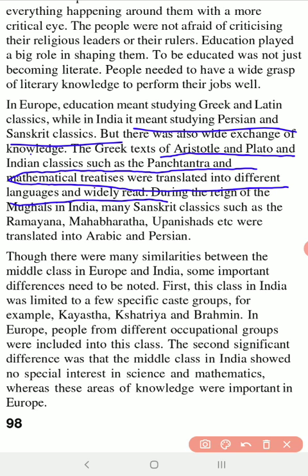So people who learned Greek and Latin, after learning the language, went through all the original texts and tried to translate them into their own mother tongue, so that all can profit from it. That is the main aim of education.